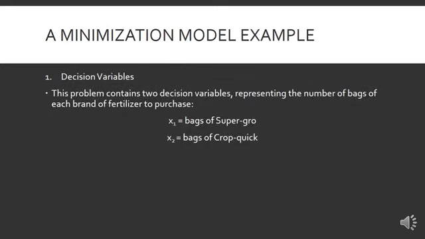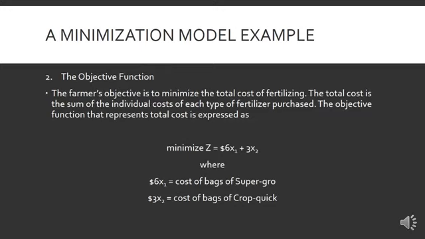So number 1, gagawin natin yung decision variables. Okay? This problem contains two decision variables representing the number of bags of each brand of fertilizer to purchase. Okay? So x sub 1 is equal to bags of Supergrow. X sub 2 is equal to bags of Crop Quick. So next, gagawin natin yung objective function. Medyo madali lang gawin yung objective function niya, no?